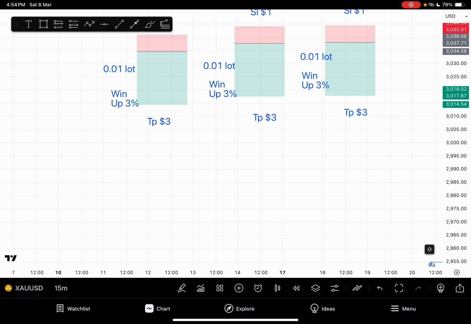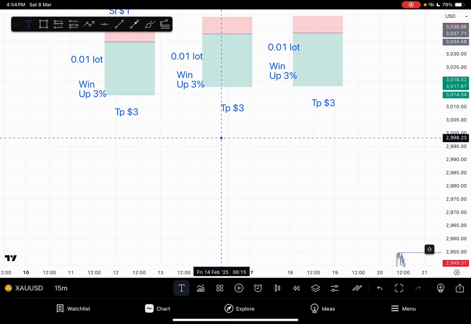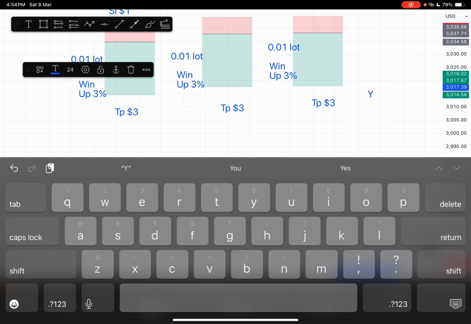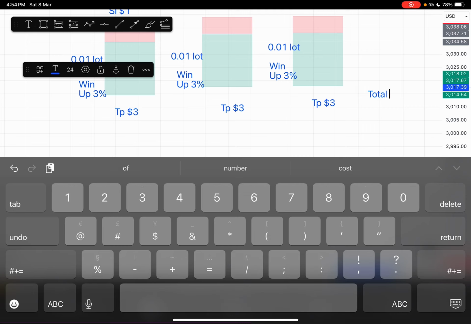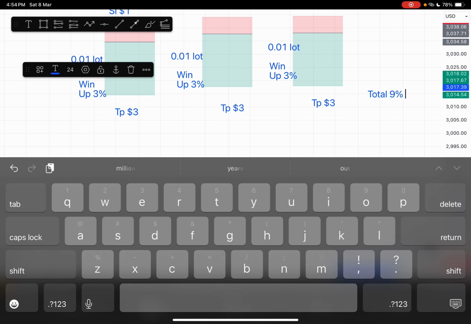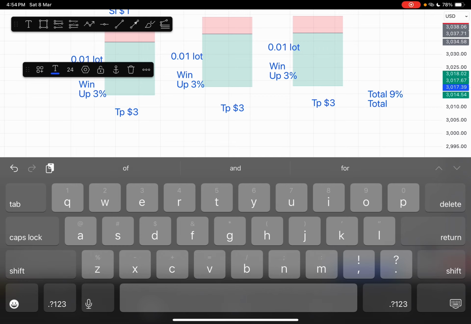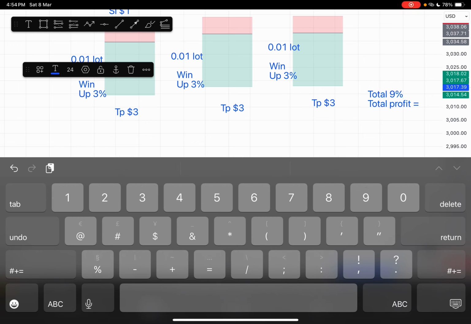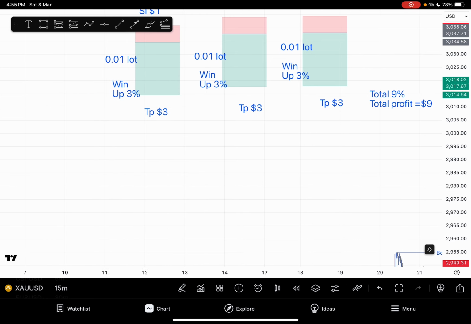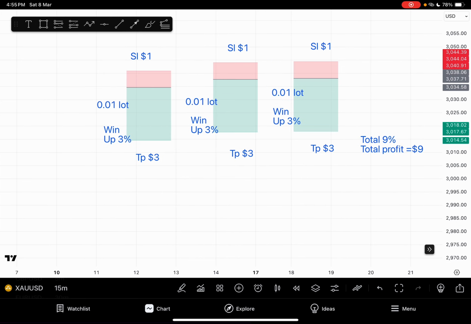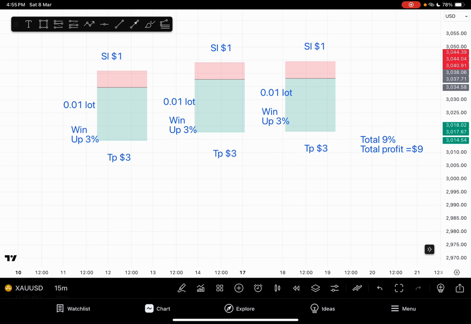So by the time you add up this 3%, it will give you a total of 9% for the day, meaning your total profit will be equal to $9 for that day, since I'm using the same lot size, same stop loss, same take profit, and the pips for the take profit are the same thing. So I'll be gaining $9 for that day.